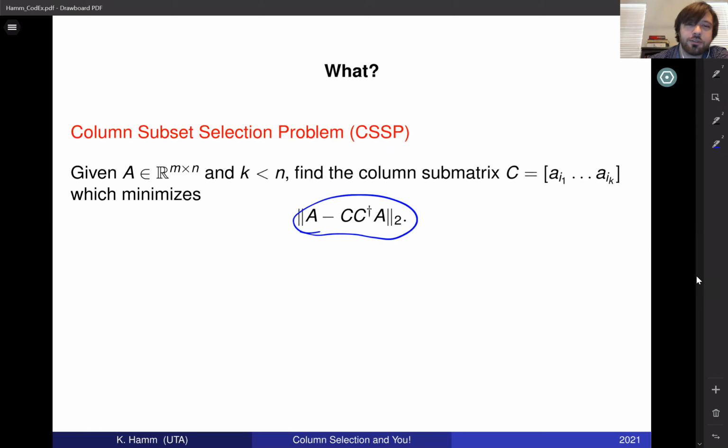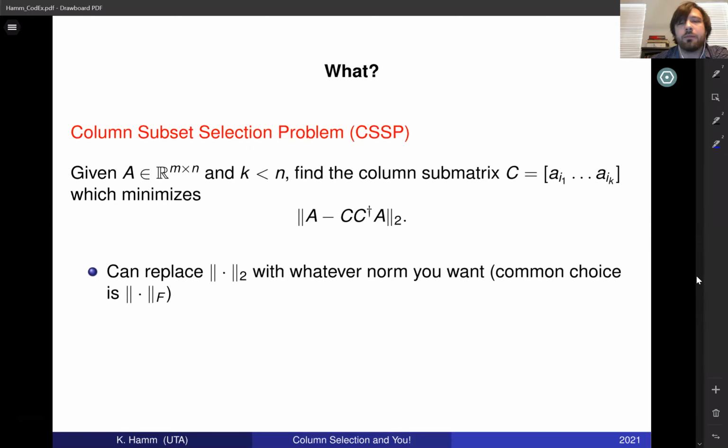Now, just a few comments on this problem. It's common to replace the spectral norm here with the Frobenius norm. You can state it for any Schatten p-norm; that would be the next most common class to consider. It doesn't change the flavor of things a whole lot. Some of the literature focuses on the Frobenius norm just because it's a little easier to analyze sometimes, but I'll probably mostly stick with the spectral norm.